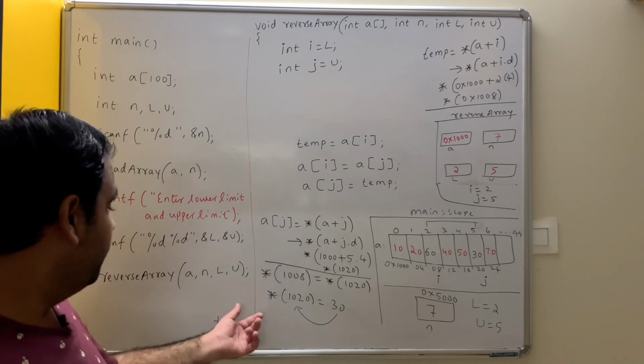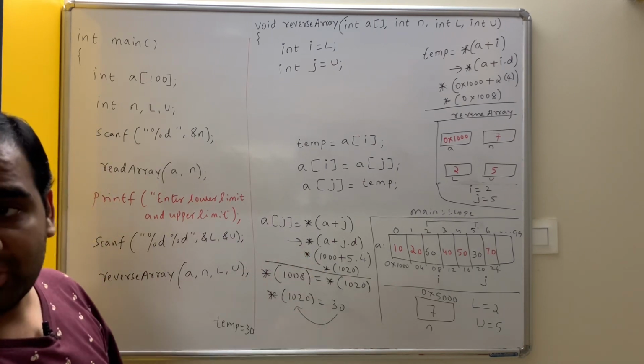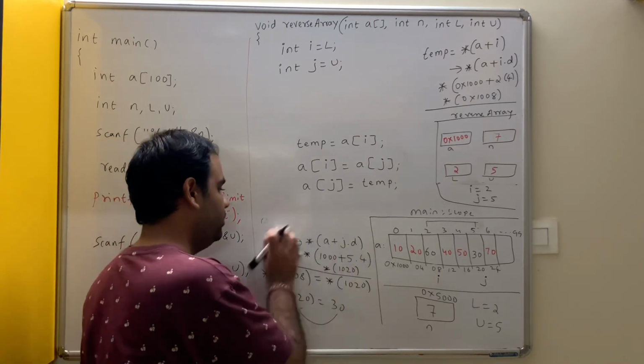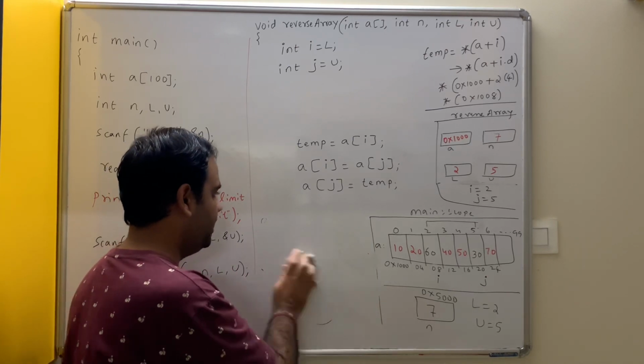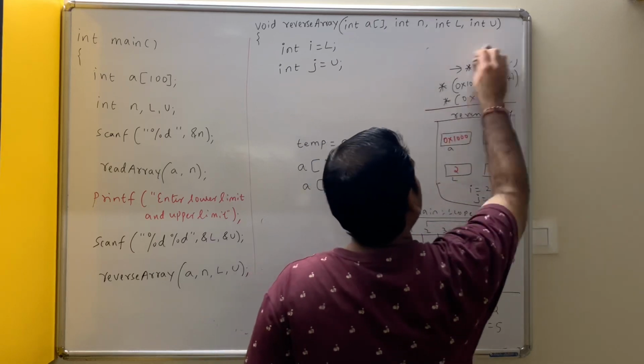How does the working happen with respect to arrays? Is that okay? I hope there should not be any question until this point of time.